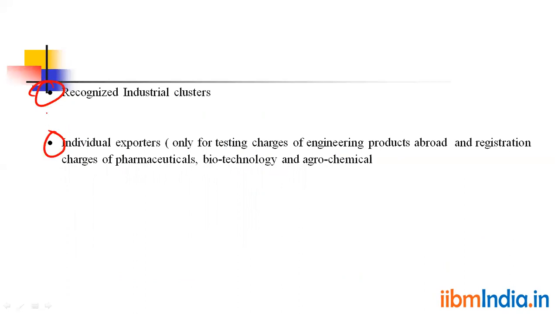Individual exporters only for testing charges of engineering products abroad and registration charges of pharmaceuticals, biotechnology, and agrochemicals. So all those individual exporters are also eligible for financial assistance. They are basically only for testing charges of engineering products abroad, registration charges of pharmaceuticals, biotechnology, and agrochemicals.